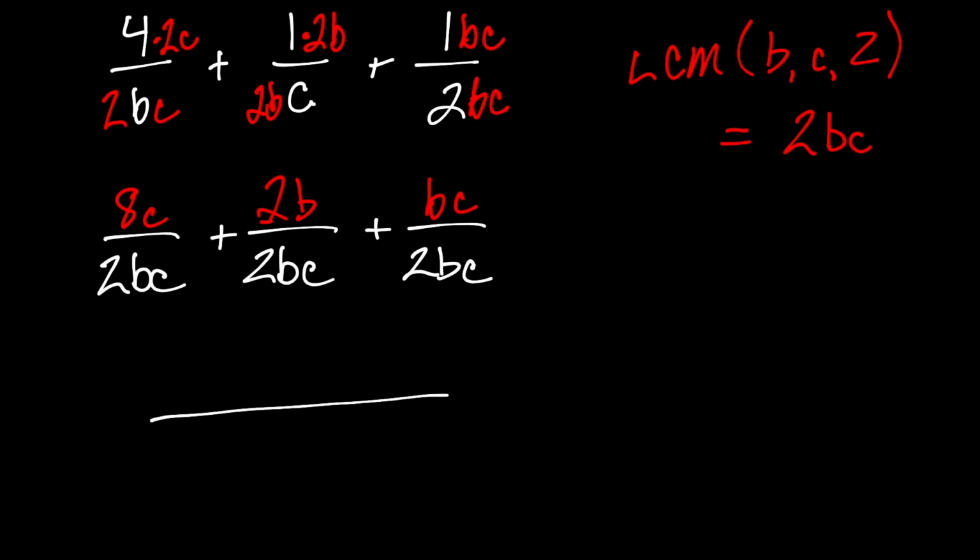So now I have my common denominator. So I'm going to rewrite this fraction with the common denominator of 2bc, and then I'll just rewrite 8c plus 2b plus bc. So here I have no common terms to combine. So that is it. That's the end of this problem.